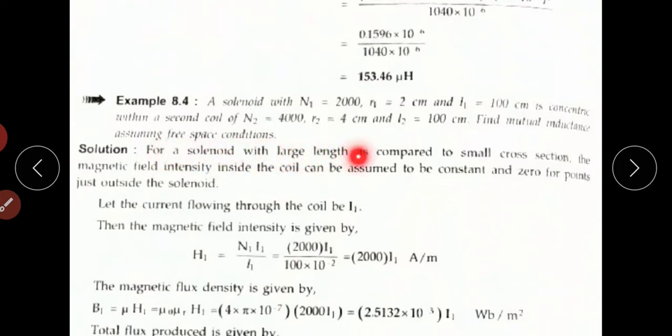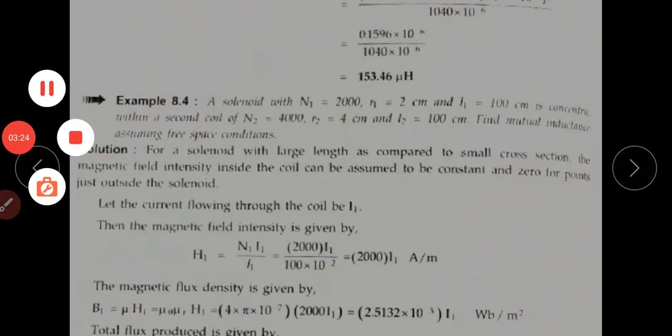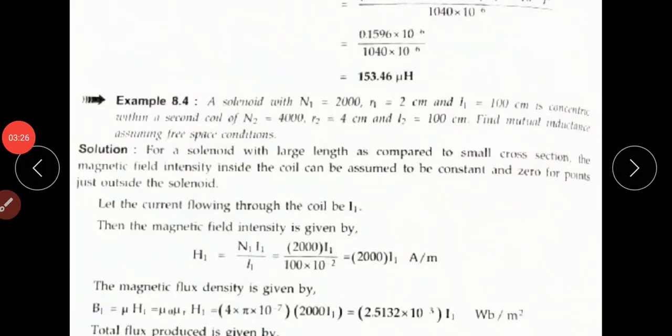The solenoid has a large length compared to its cross section. Generally in the solenoid case, the length is large compared to the cross section. The magnetic field intensity inside the coil can be assumed to be constant, and zero for points outside the solenoid. The magnetic field is present inside the solenoid; outside the solenoid, the magnetic flux equals 0. Let the current flowing through the coil equal I1.